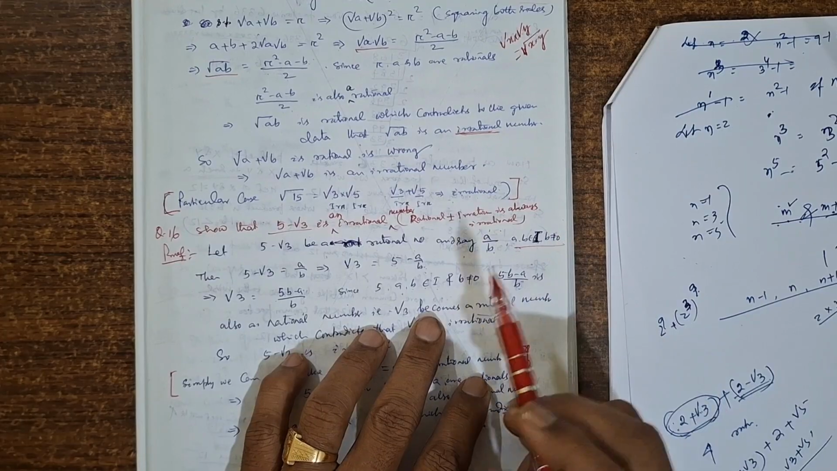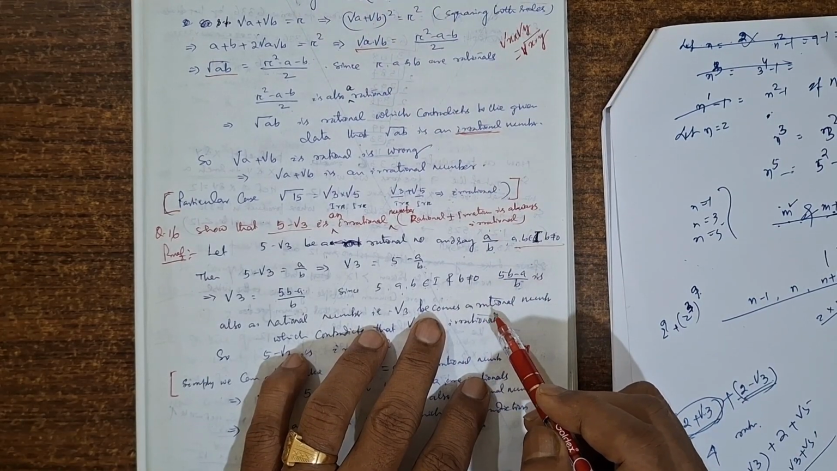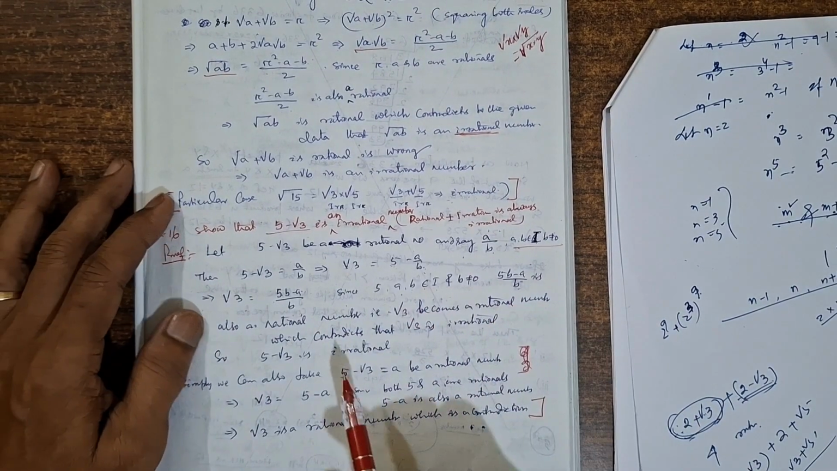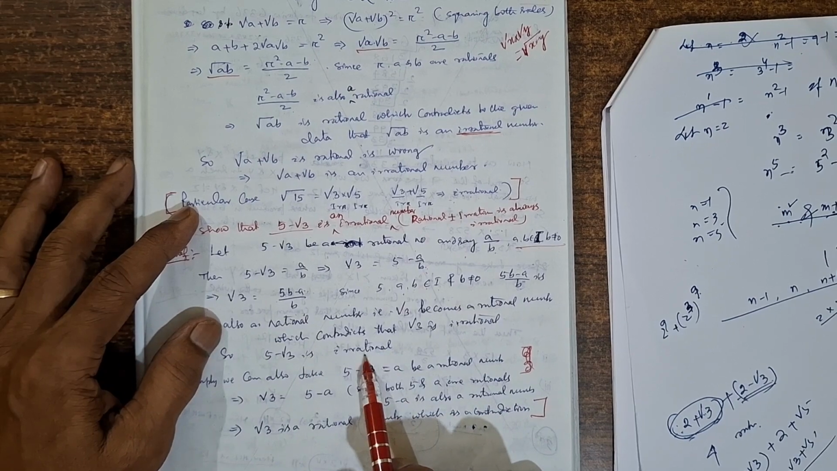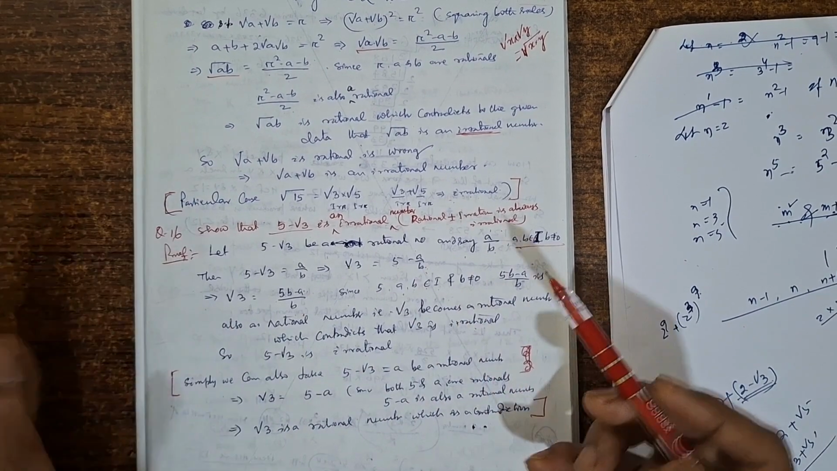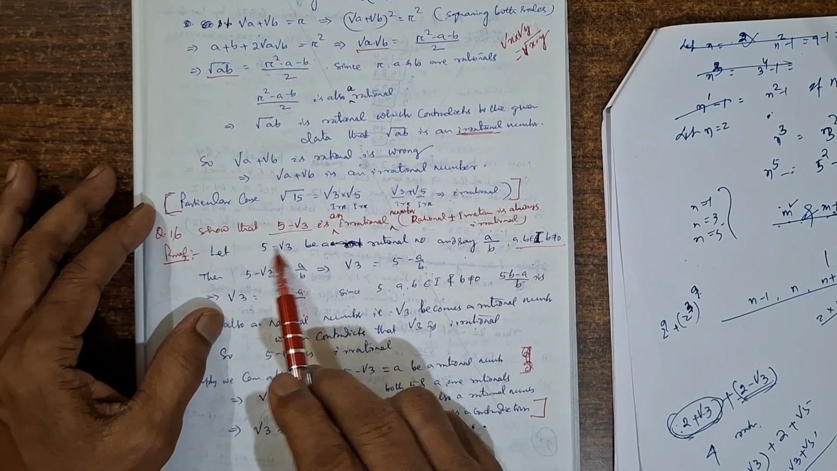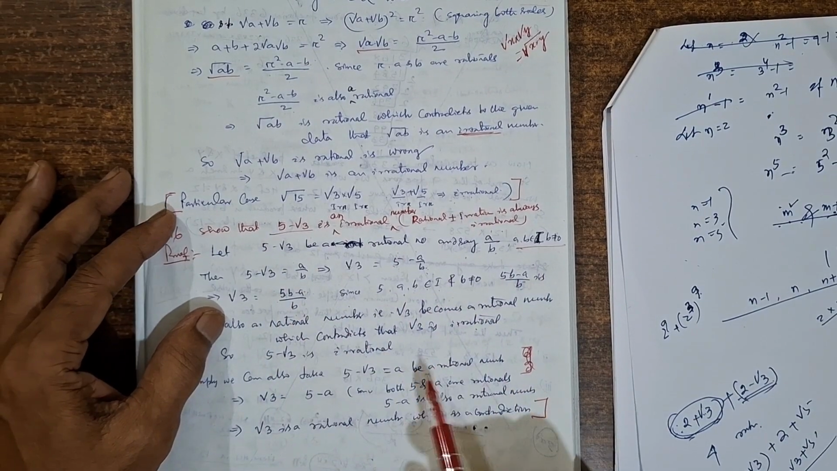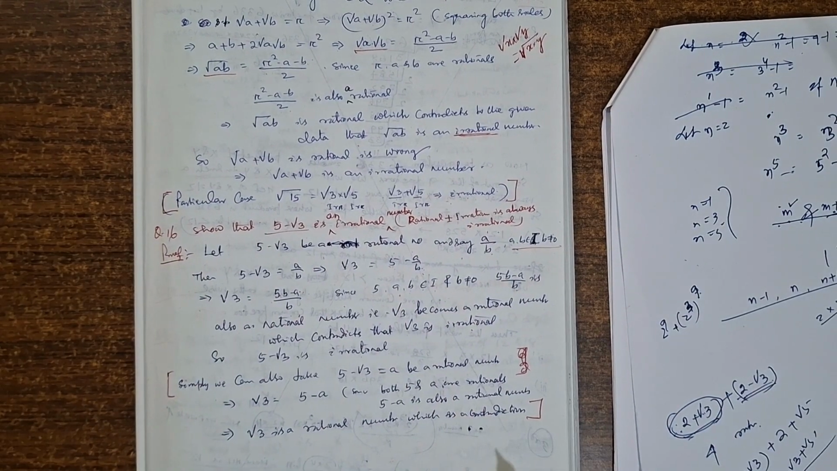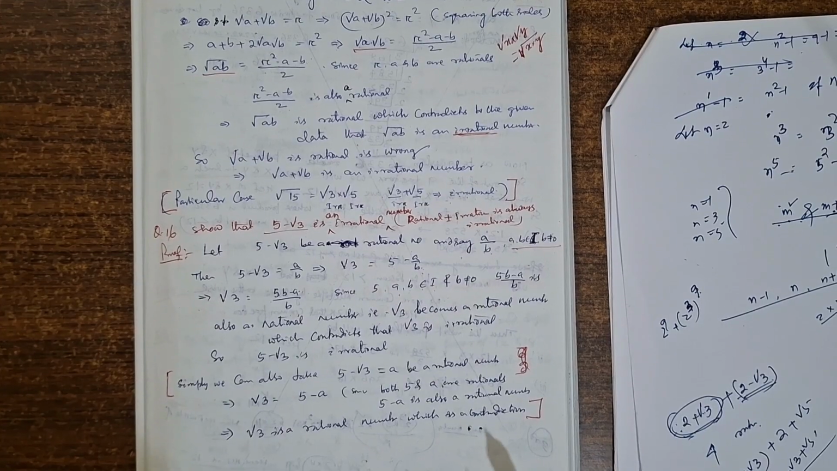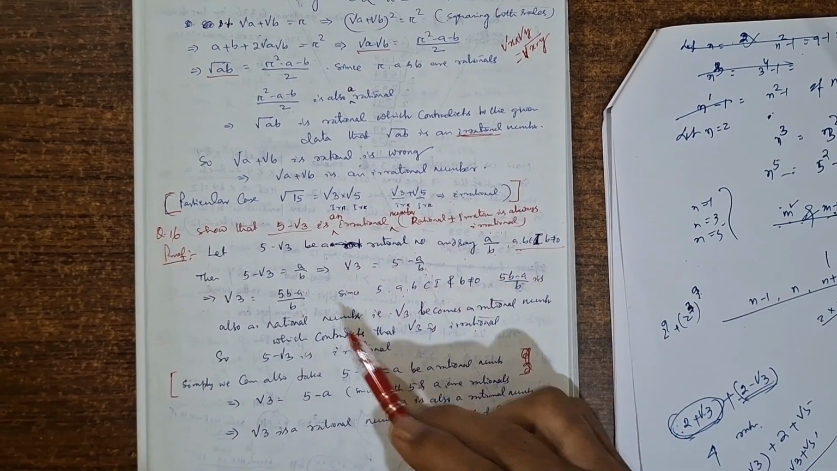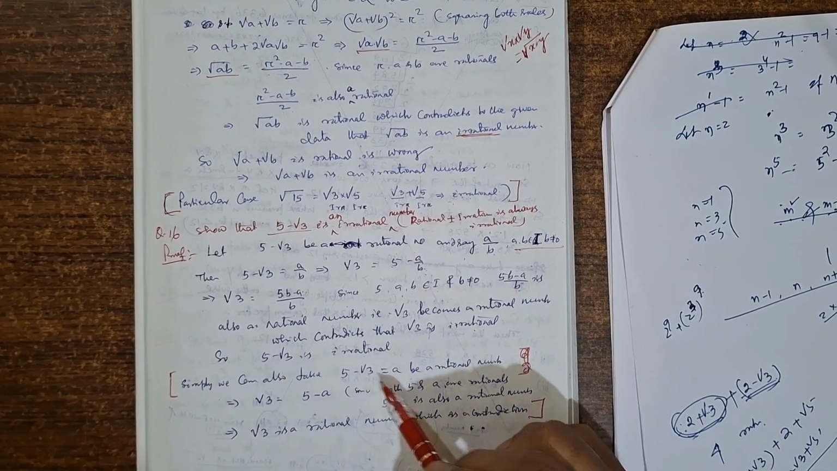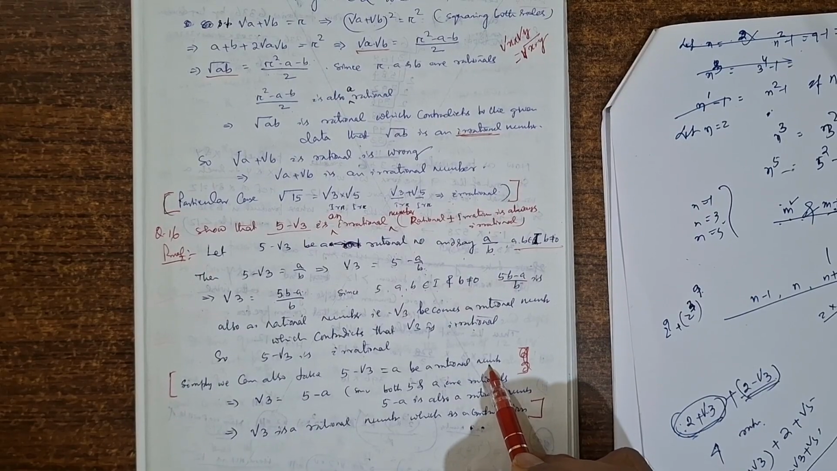We know that any prime number's root over is always irrational. So again you arrive at a contradiction that this is rational. So what was our assumption? 5 minus root 3 is rational, which is wrong. What is correct? 5 minus root 3 is an irrational number. Without taking the a by b form, we can directly take a to be a rational number.